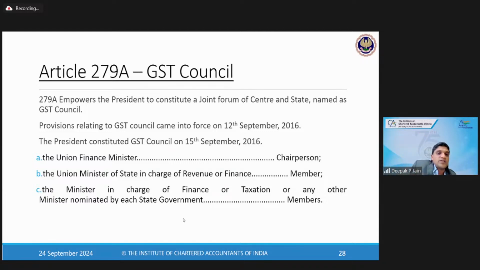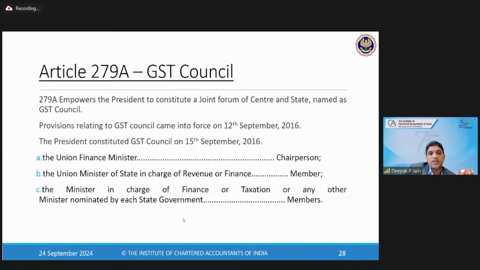First, the provisions relating to GST Council came into force on 12th September 2016. GST कब से आया था? 1st July 2017 से, लेकिन GST Council उसके पहले आ गया because they had to decide a lot of things. The president constituted the GST Council on 15th September 2016. Officially 15 September 2016 को GST Council आ गया है.